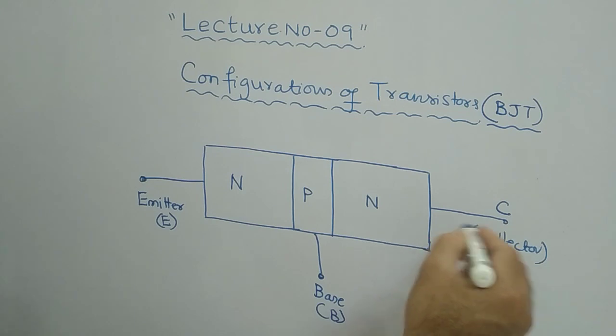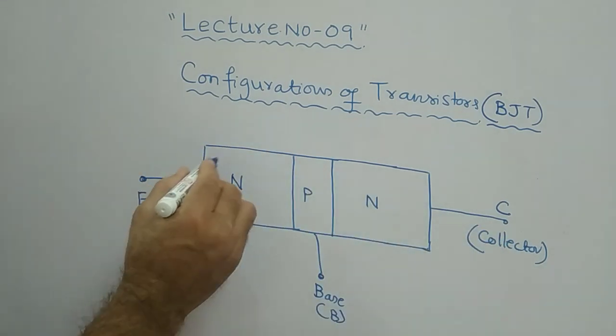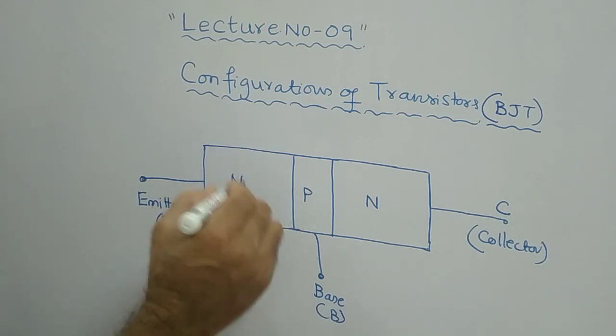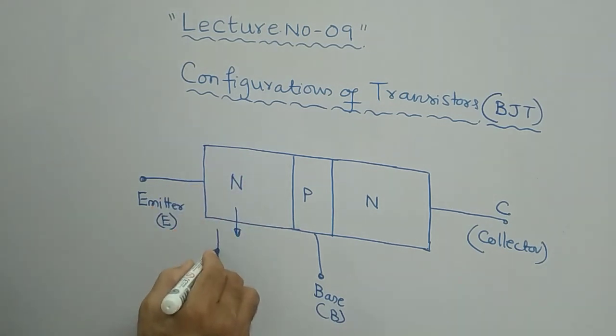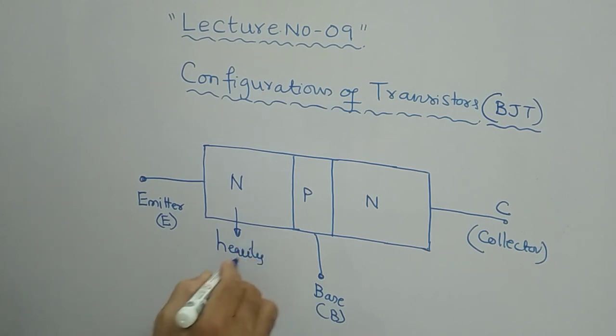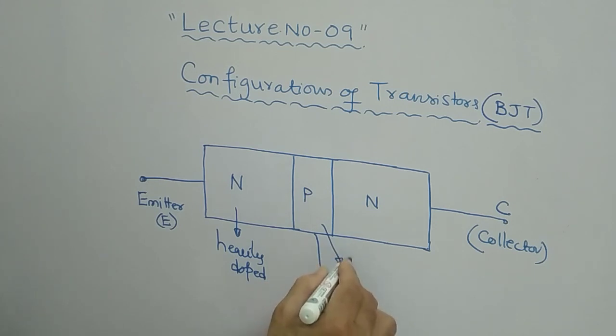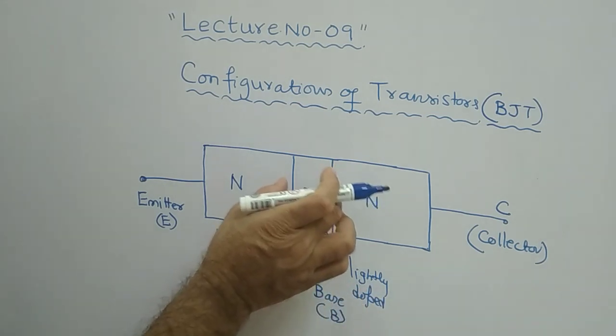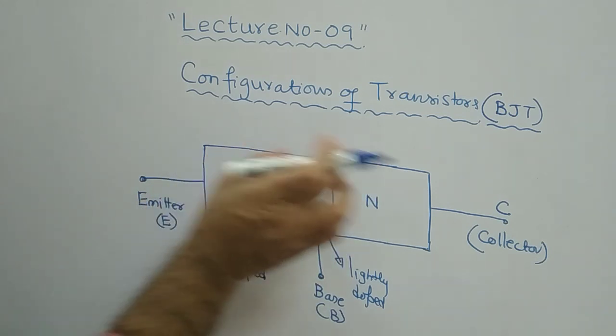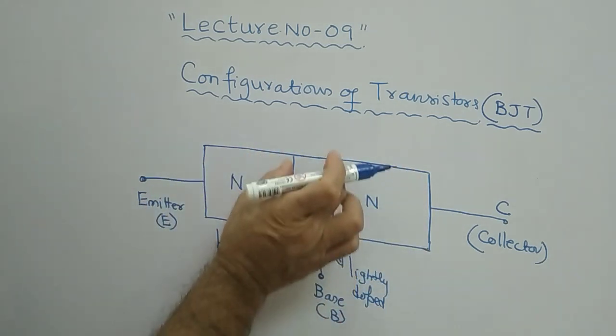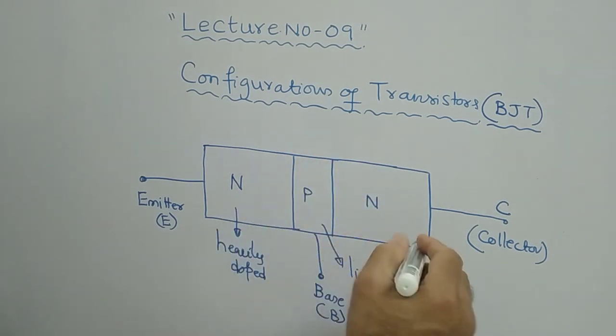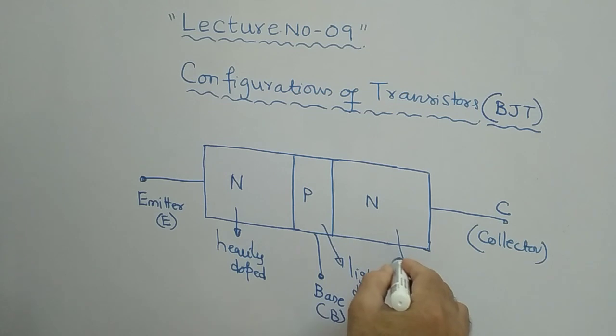Already I have explained in the first presentation that this particular region of the NPN is a heavily doped region. It is heavily doped, and this is lightly doped. The base is always lightly doped. That's why it is thin compared with the remaining two portions. The width of the base terminal will be very small. It is lightly doped, whereas this particular one is moderately doped.